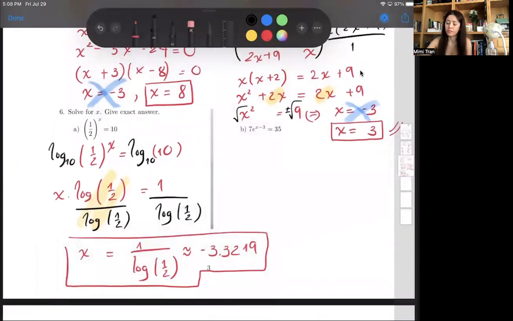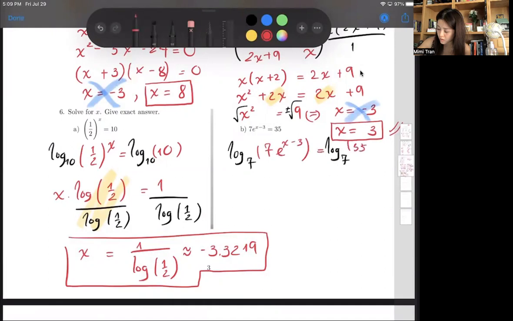Number 7, part B. I'm going to use logs base 7 now, so it's going to be log base 7 of 7e^(x-3) equals log base 7 of 35. Make sure you rewrite your equation correctly, okay?